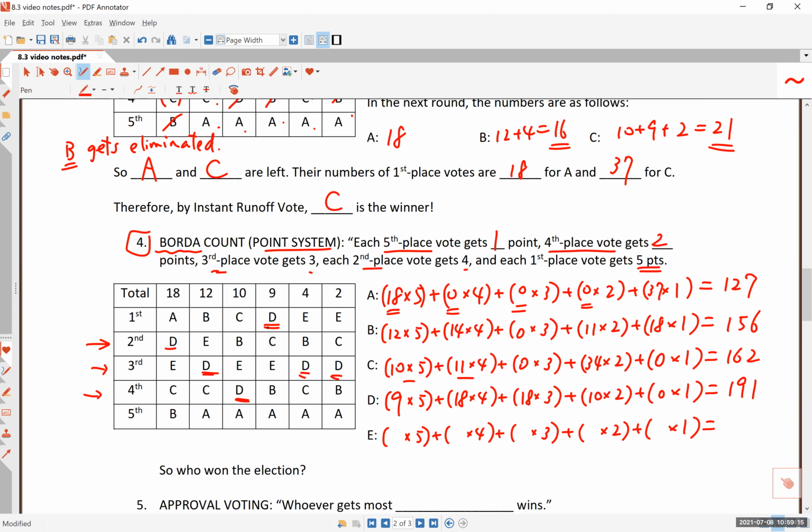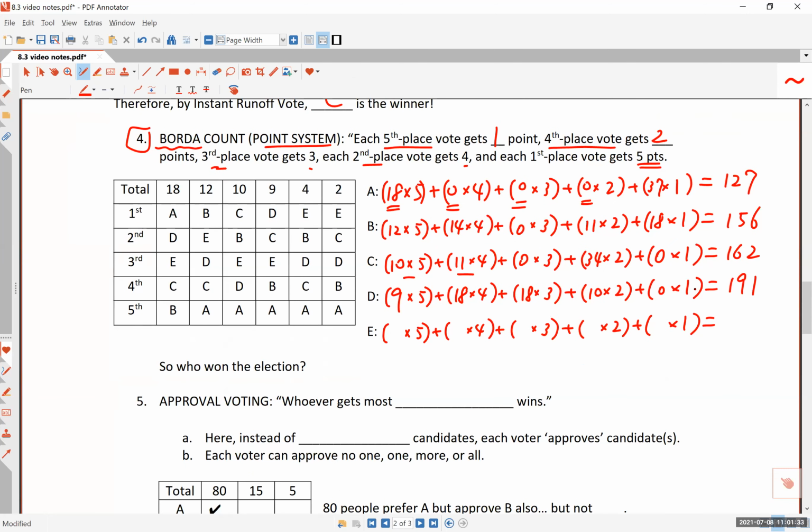Notice here, D actually has a lot of votes in the upper half of this chart, right? 9 votes for D in first place. Second place, you have 18, and then for third place, you have 12, 4, and 2, and that's 18, right? So D has a lot of higher ranked votes, and that gives him many points. So D earns many points because D seems to be generally a likable person, right? So that's why D ends up with a large number of points.